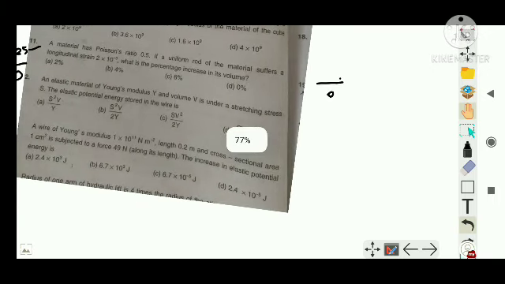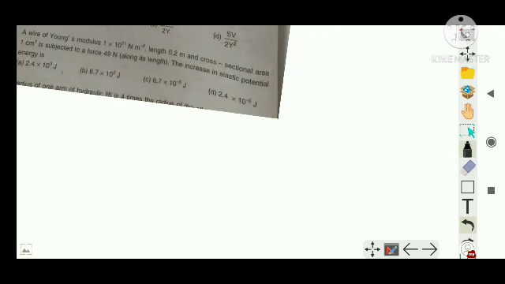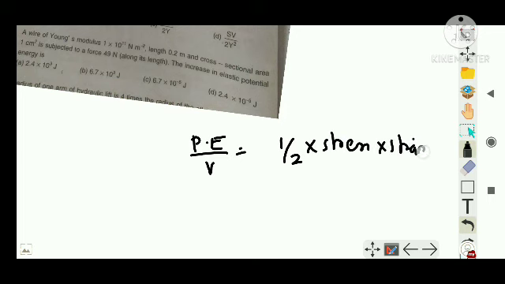Elastic modulus Y, volume V, and stress: the elastic potential energy equation has been asked. Something you have learned during the derivation, right? So what is potential energy per unit volume? It is half into stress into strain, or half S strain. I can write it as stress by Young's modulus, right?